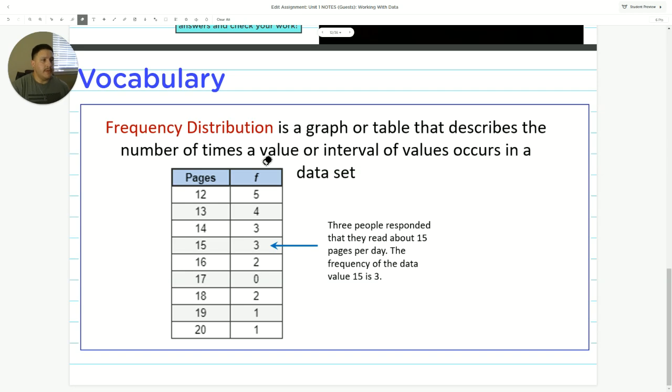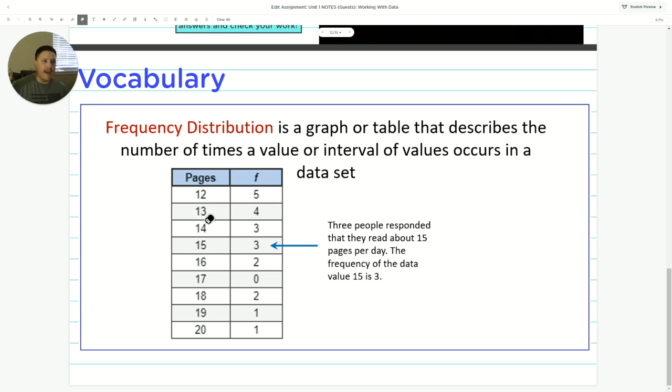Okay, next part of this, frequency distribution. A frequency distribution is a graph or a table that describes the number of times a value or an interval of values occurs in a data set. So, for example, 12 pages. Let's say this is a survey of people who have read a certain amount of pages. The frequency that people have read 12 pages is 5. So that means 5 people have read 12 pages.